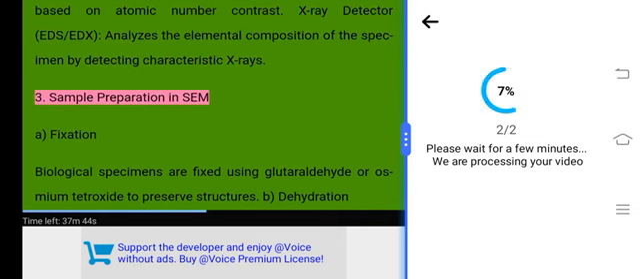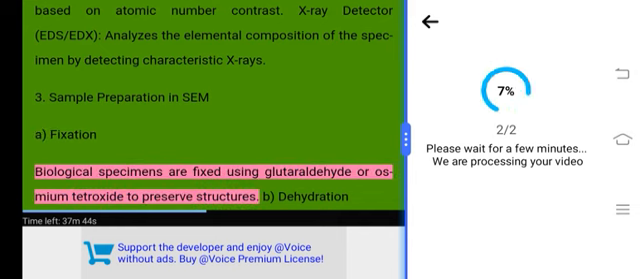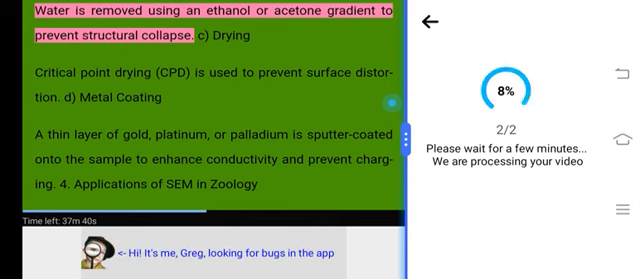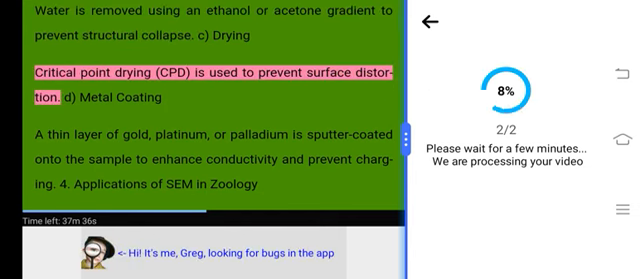3. Sample preparation in SEM. A. Fixation. Biological specimens are fixed using glutaraldehyde or osmium tetroxide to preserve structures. B. Dehydration. Water is removed using an ethanol or acetone gradient to prevent structural collapse. C. Drying. Critical point drying, CPD, is used to prevent surface distortion.